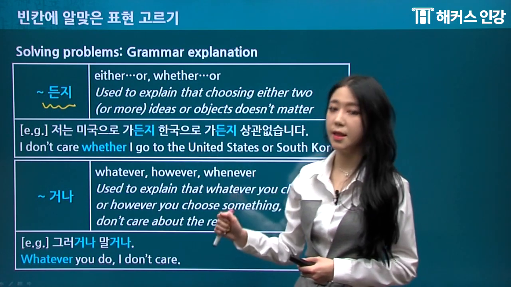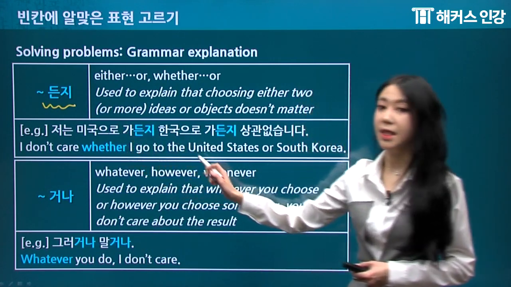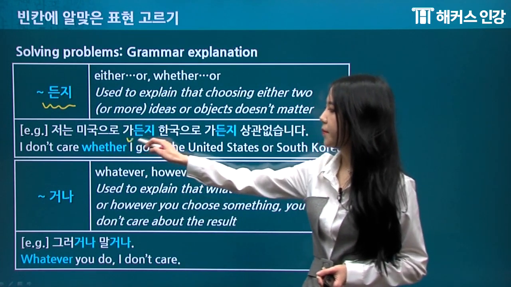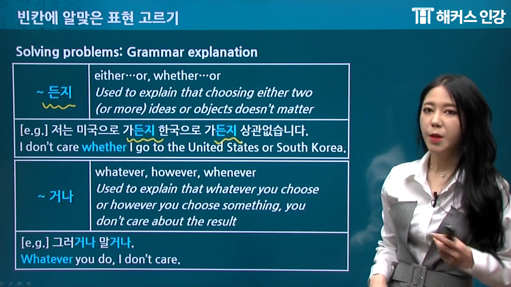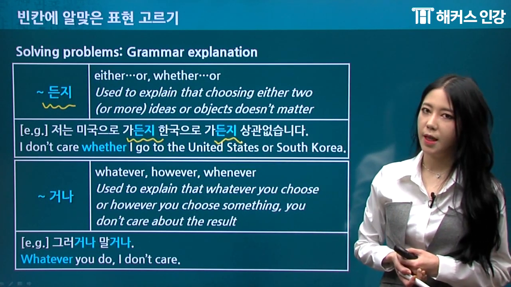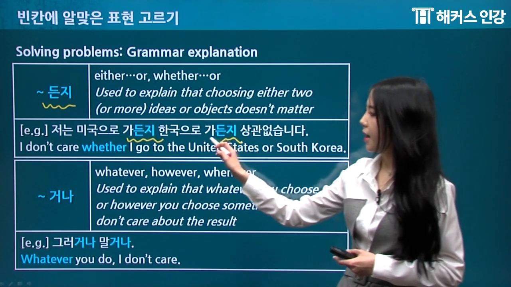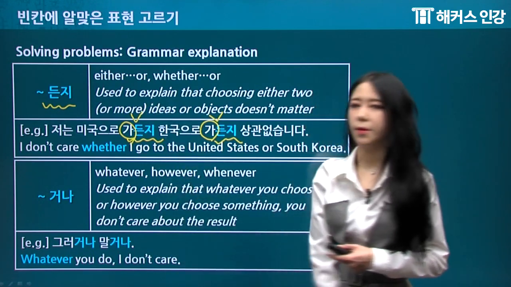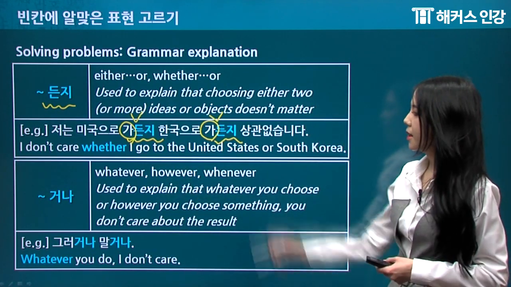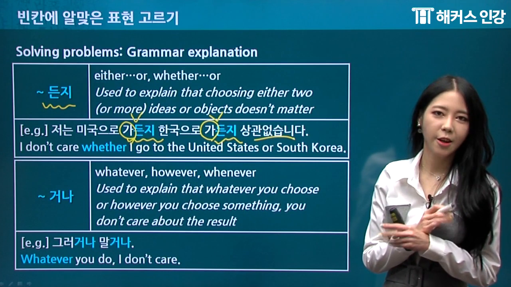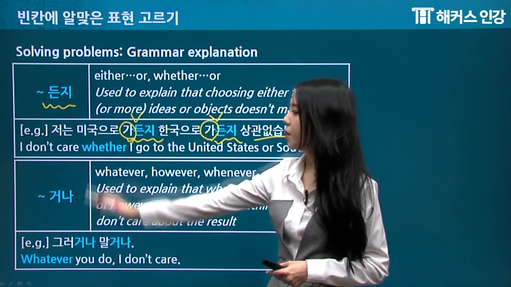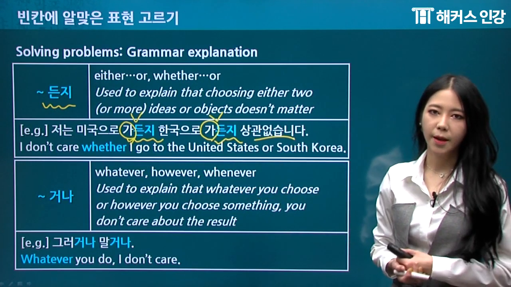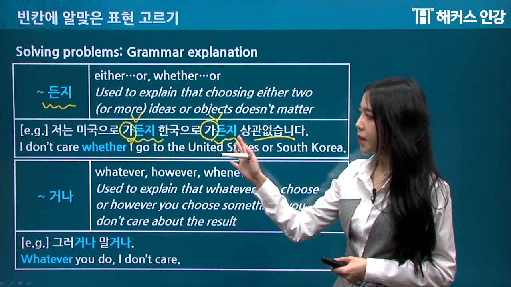All right, so let's look at an example. 저는 미국으로 가든지 한국으로 가든지 상관없습니다. 미국 is what? United States. 한국 is South Korea. 가다 is a verb here, to go. 저는 is me. 상관없다 means doesn't matter, I don't care. So if we translate this, it means I don't care whether I go to the United States or South Korea.